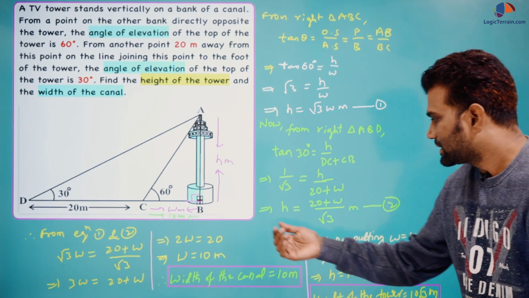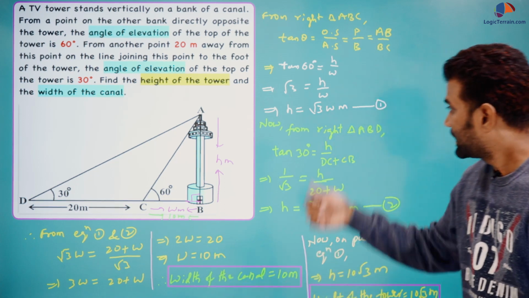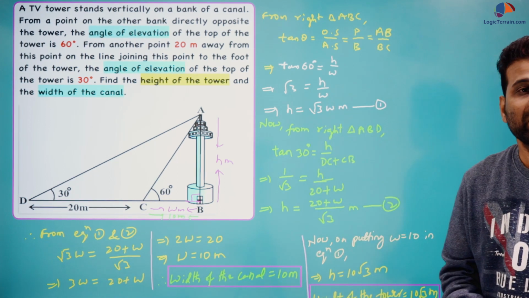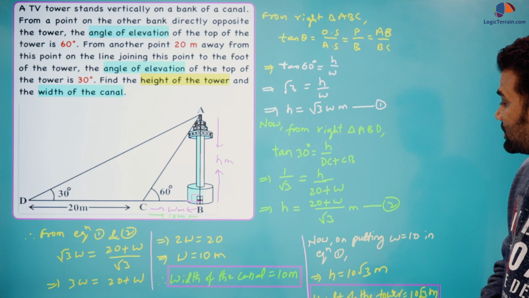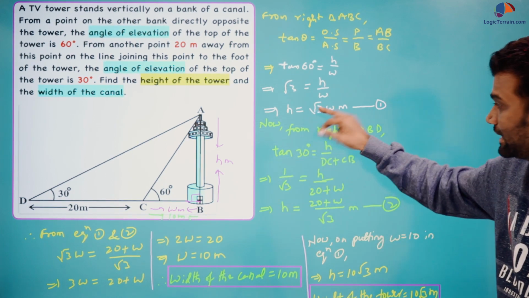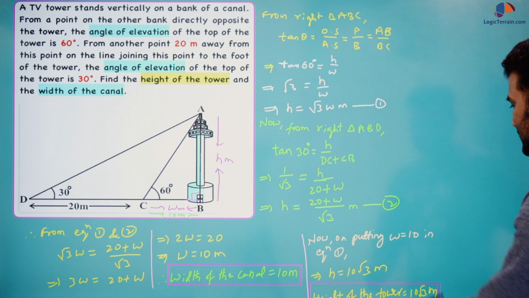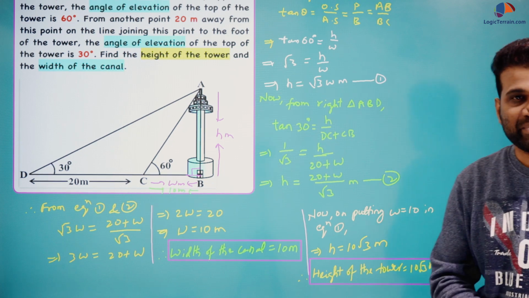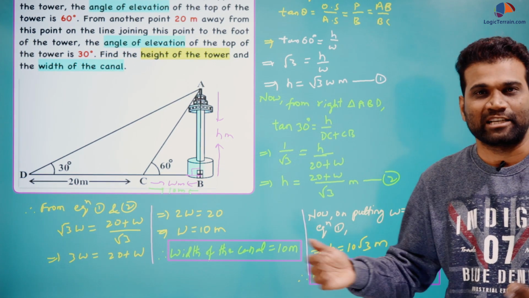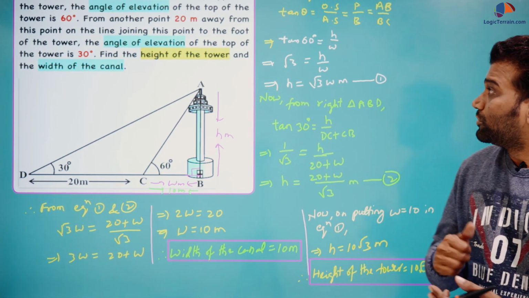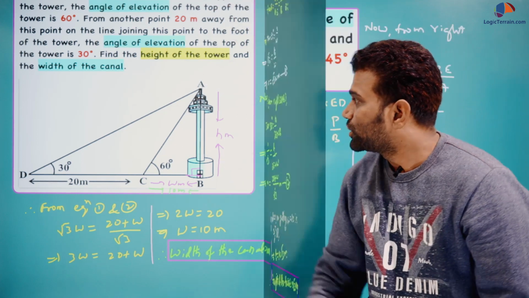So now putting this w value in either equation 1 or equation 2 will get the h value. For my convenience I have substituted this w value in equation 1. So therefore h is equal to 10 square root 3 meters. Clear? That is the height of the tower. So we'll move into the next question.